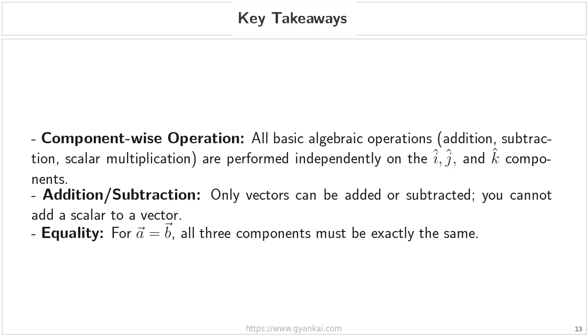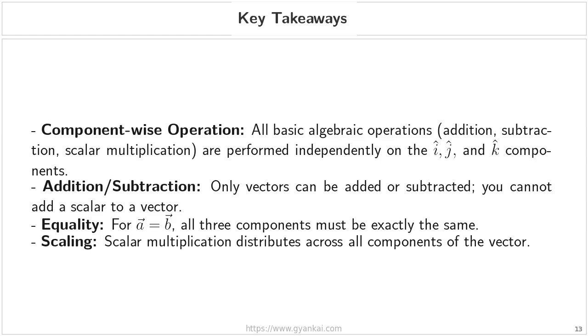Third, let's revisit the condition for equality. For two vectors, A and B, to be considered truly equal, it isn't enough for just one part to match. Every single corresponding component must be exactly the same. That is, the i component of A must equal the i component of B, the j component of A must equal the j component of B, and the k component of A must equal the k component of B.